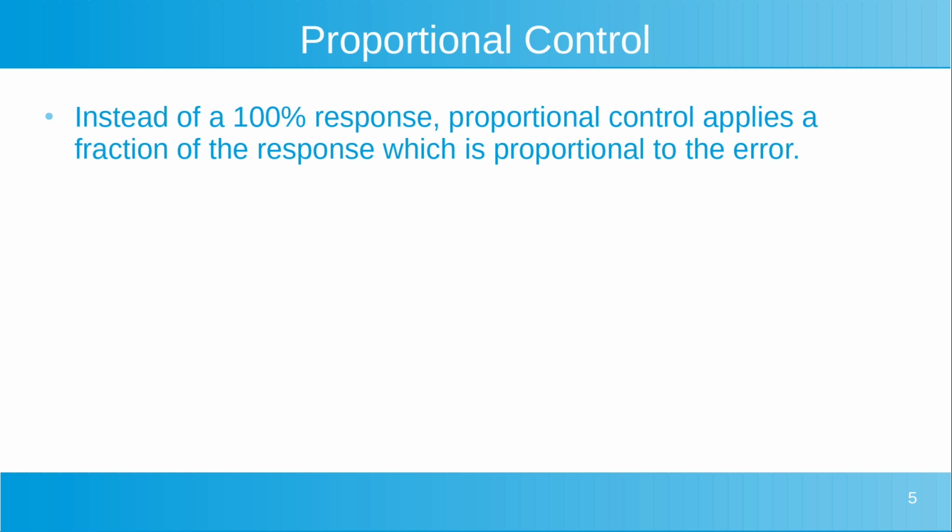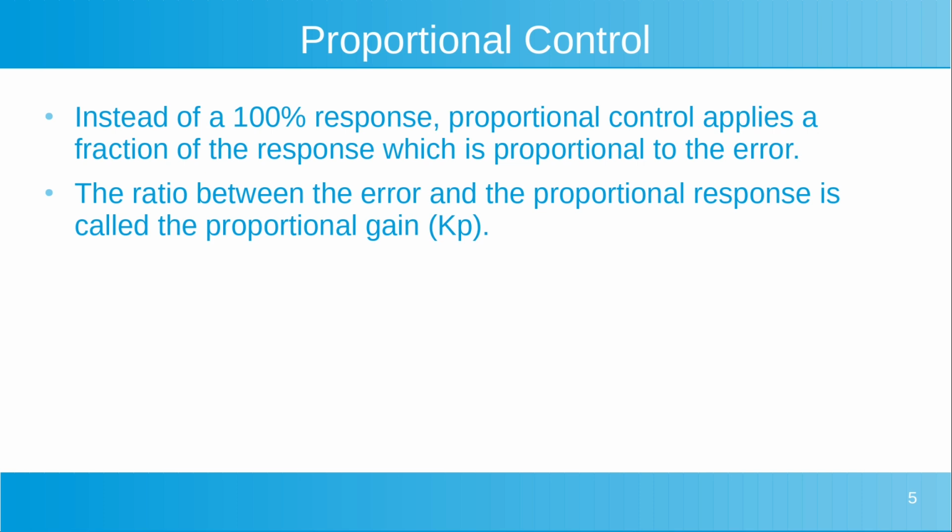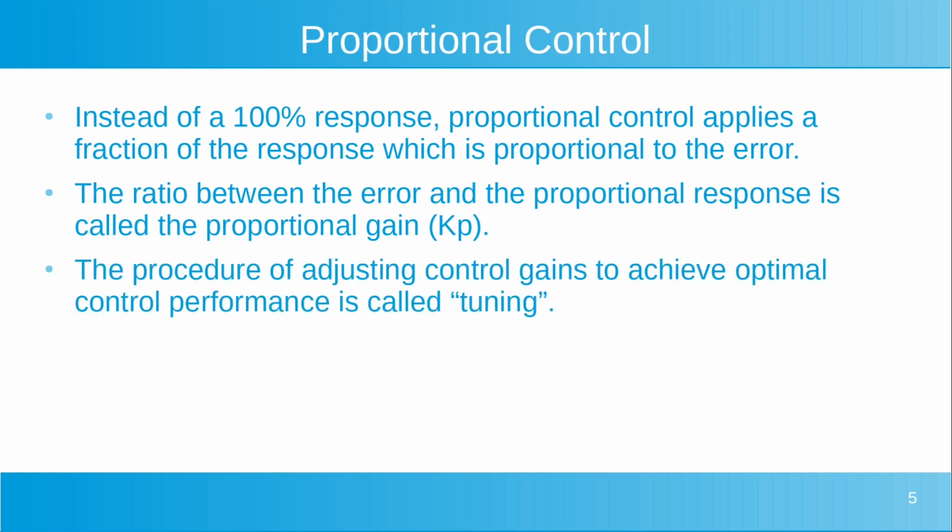Next, proportional control. Instead of 100% response, as in bang-bang control, which was in the last episode, proportional control applies a fraction of the response, which is proportional to the error. The ratio between the error and the proportional response is called the proportional gain, or Kp. The procedure of adjusting control gains to achieve optimal control performance is called tuning.